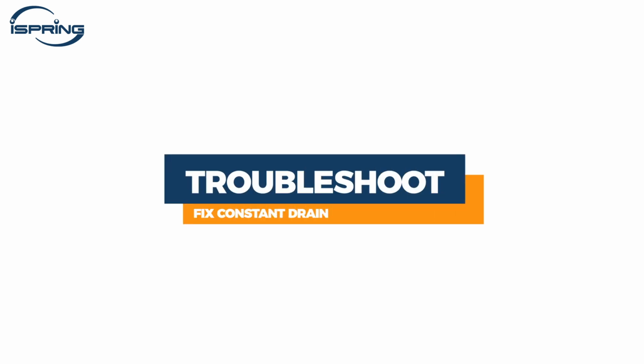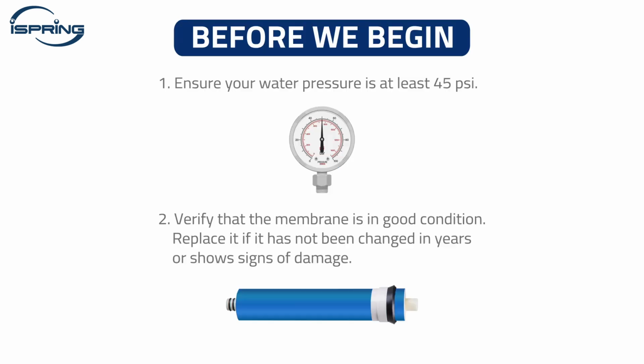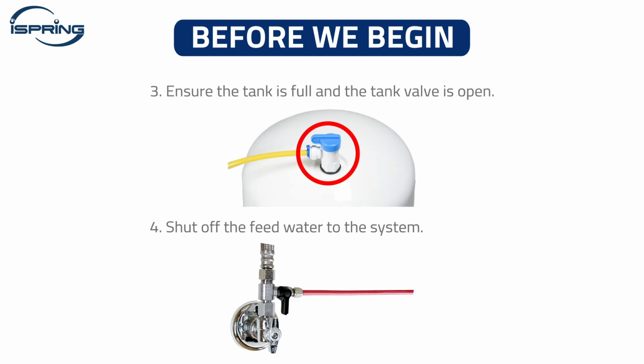Troubleshoot. Before we begin, please check the inlet water pressure and RO membrane condition. Ensure your water pressure is at least 45 psi and verify that the membrane is in good condition. Replace it if it has not been changed in years or shows signs of damage. Ensure the water storage tank is full and the tank valve is open.